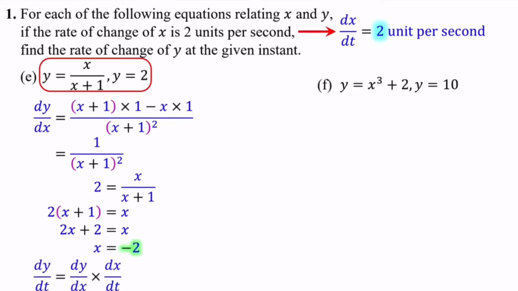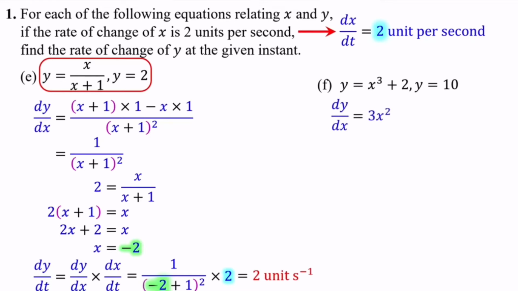And then we use the formula dy dt equal to dy dx times dx dt, and we will substitute all the values of dy dx and dx dt into the equation, and we can solve the answer, right? So that is how you solve the question involving rate of change using chain rule, right? So the x is negative 2, and we substitute into dy dx, we will get the answer which is 1, right? And 1 times the 2, so the answer will be 2 units per second.